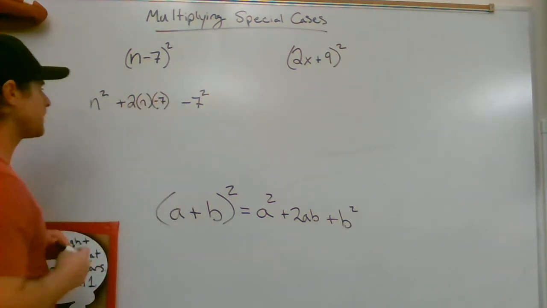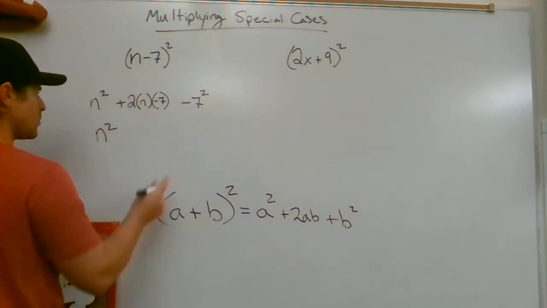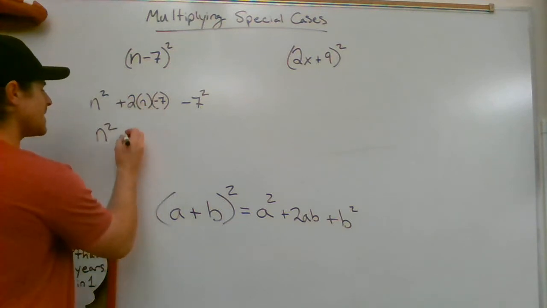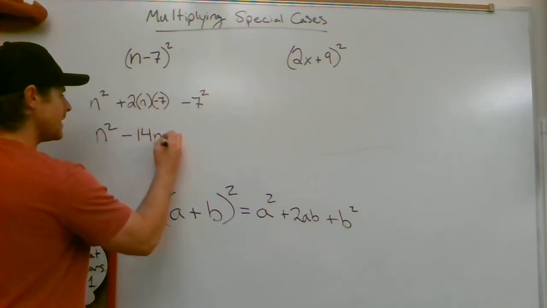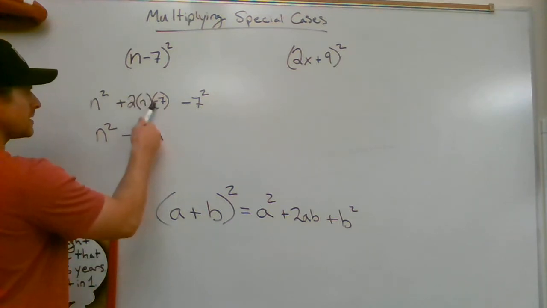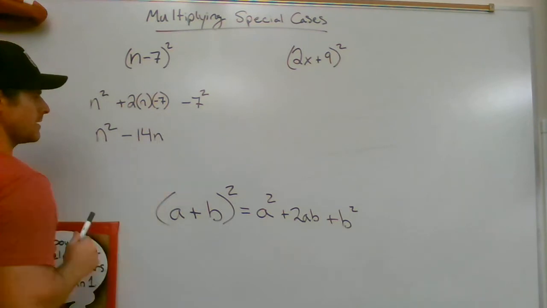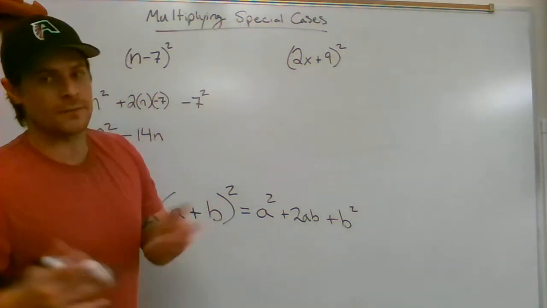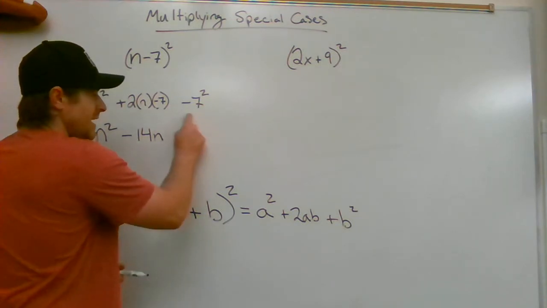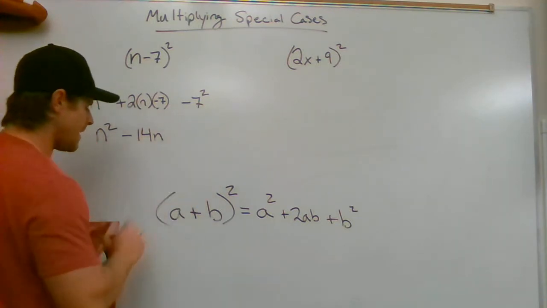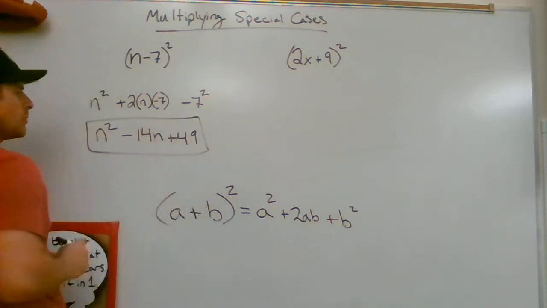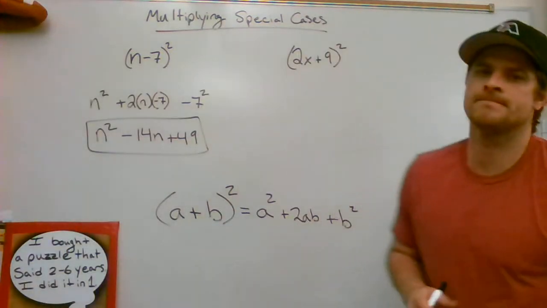Now I'm one step away from solving this. N squared stays n squared. 2 times n is 2n, and 2n times negative 7 is negative 14n. And then negative 7 squared, got to be careful there. A negative squared is really going to turn out to be a positive, because what this means is negative 7 times negative 7, and that makes a positive 49. Final result, trinomial, written out as you see.